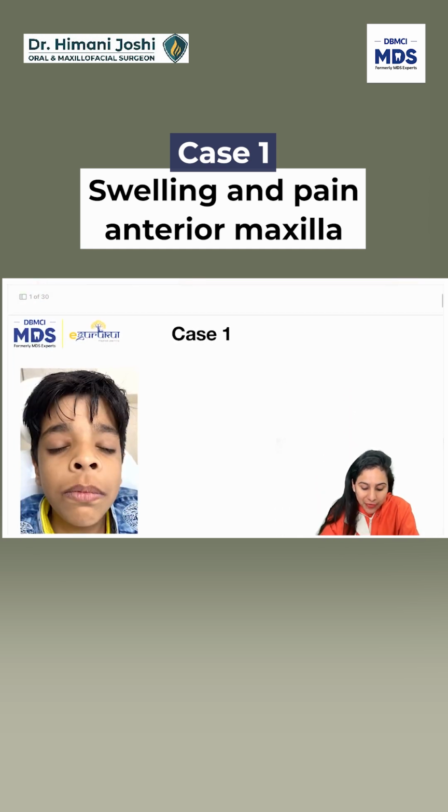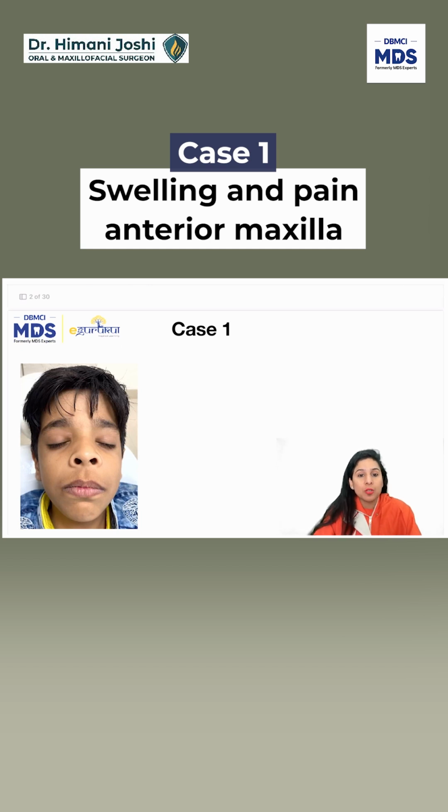So starting with the first case, this 8-year-old boy has come to my clinic saying that there is pain in the maxilla, pain in the upper jaw in this region since around 2 to 3 months. When seeing directly, when seeing straight, there is not much of a problem. Yes, I do see there is something swollen here, but I cannot really appreciate the extent of the problem.